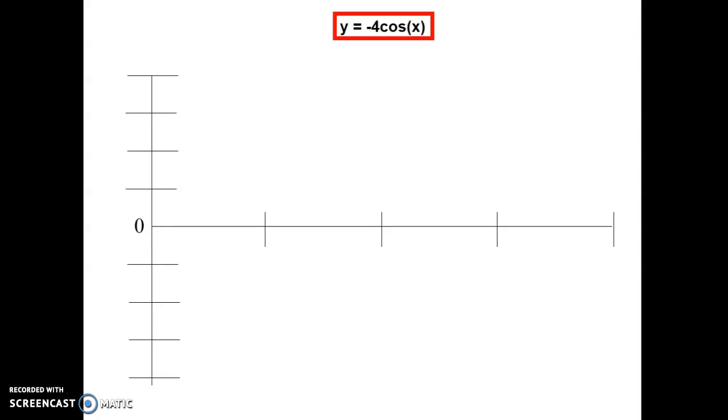You got -4 cosine of x. So again, we have to write down the intervals for our period. It starts at 2 pi. Half of that is pi. Half of that is pi over 2. And 3 times pi over 2 is 3 pi over 2.